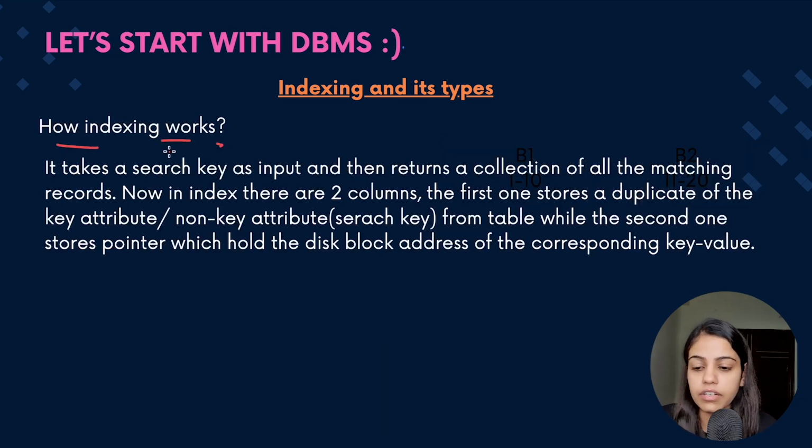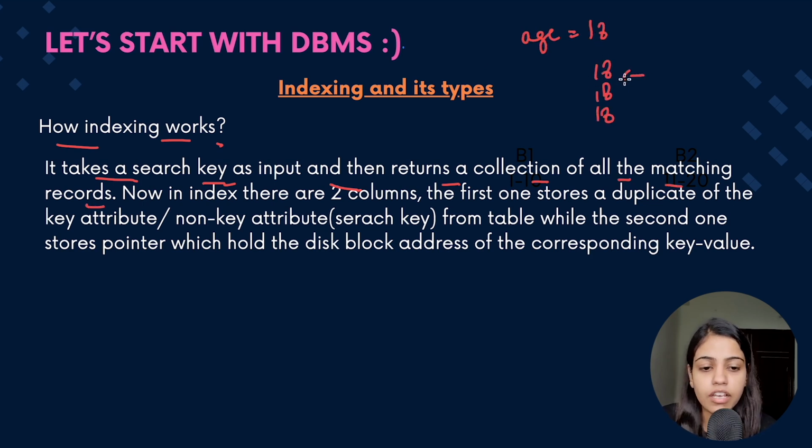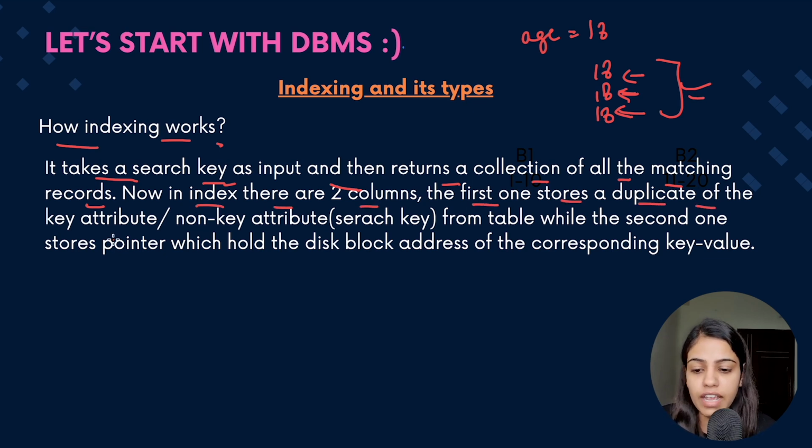Now, how does indexing work? It takes a search key as an input and then returns a collection of all the matching records. Consider if I am searching for all the people who have age 18, there could be multiple people having age 18. So it will search for all the records where the age is 18 and return a collection of all the records. Now in an index there are two columns. The first one stores a duplicate of a key attribute or a non-key attribute, that is a search key. The search key can either be a key attribute or a non-key attribute in our given table.